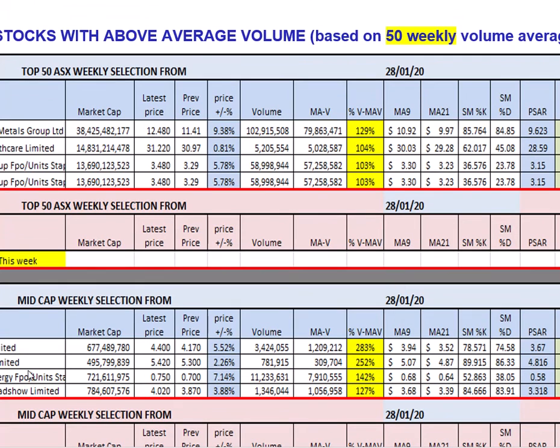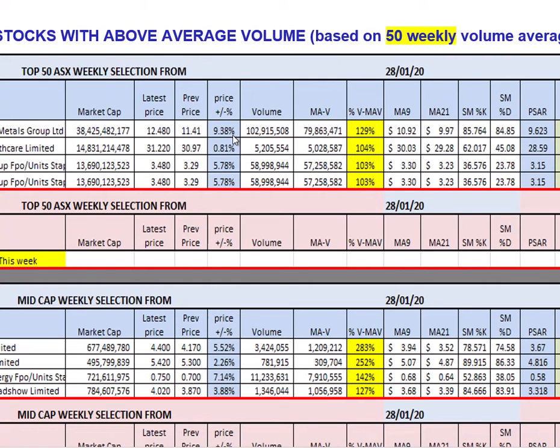Last but not least, we like to show you an important part of our research, volume. What we see on the chart at the moment, week on week, are all the companies of the top 50 stocks that happen to have excessive volume. For instance, Fortescue last week had 130% or 129% above its average volume. The average volume over 50 weeks was 79 million transactions, while last week we saw 103 million, and the price went up by 9.4%.